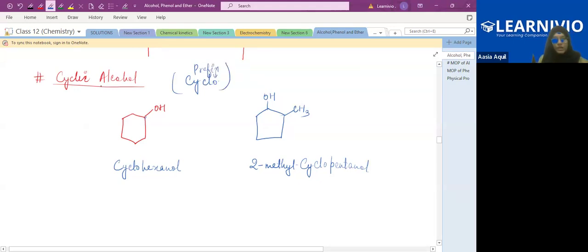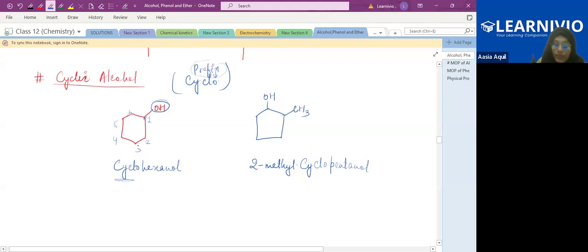Okay, and consider the carbon to which the hydroxyl group is attached as carbon 1. First carbon आपने किसे consider करना है? To which the hydroxyl group is attached. The hydroxyl group is attached to this carbon, so you will number this carbon as 1. Okay, so this is the first carbon. First, second, third, fourth, fifth, and sixth. Right. So this is your cyclo. First, you will write for cyclic structure, आप क्या use करते हो? Prefix cyclo. Right.